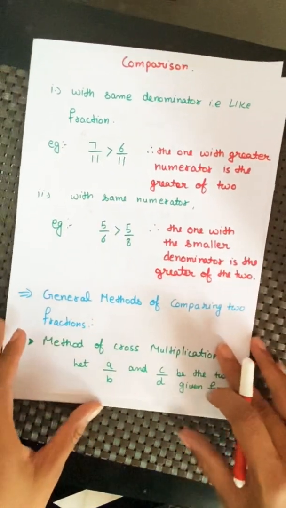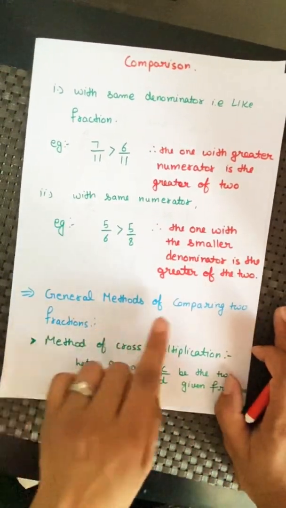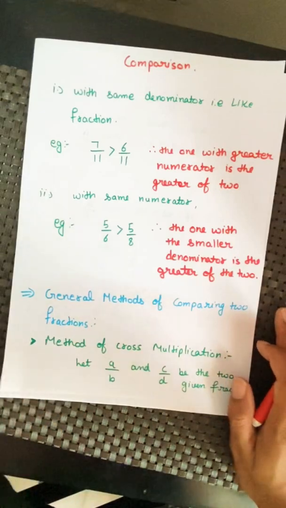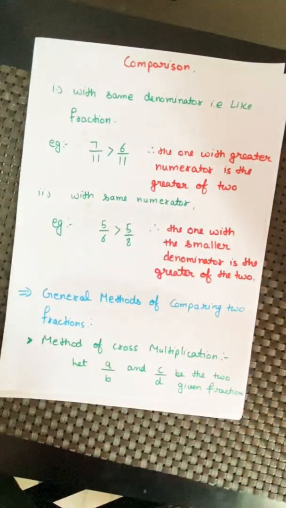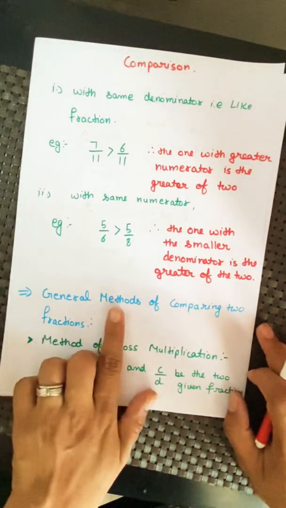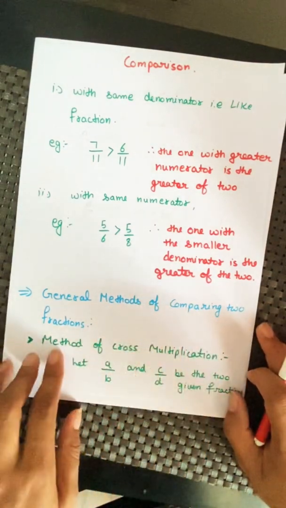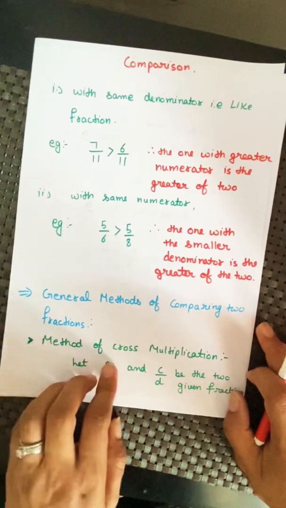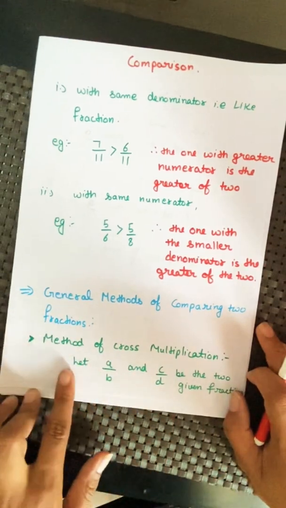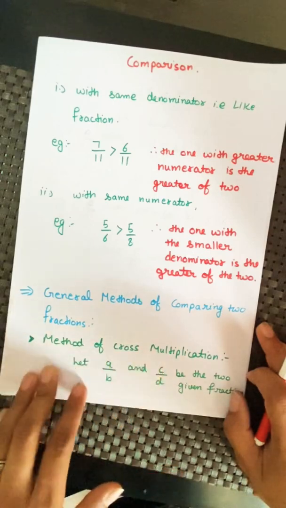Okay. So, some general methods of comparing two fractions. These were for the same denominator and same numerator. So here we will see the general methods of comparing two fractions. Firstly, one method I have already told you, by the LCM. This method is the method of cross multiplication.